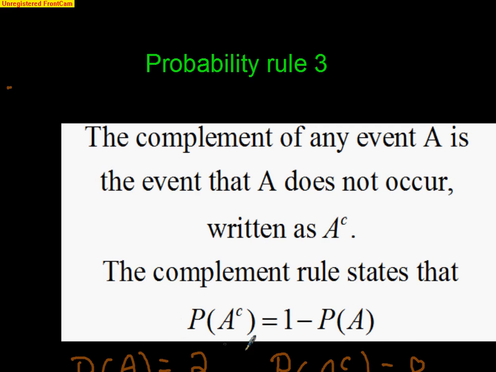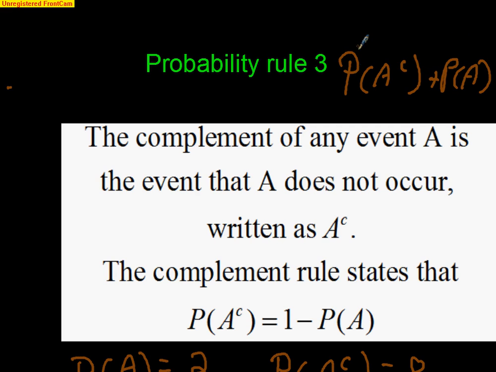And if you read this rule and you do a little bit of math, you'll also find this to be true: the probability of A complement plus the probability of A is equal to 1. To put it in simple terms, either an event does happen or it doesn't.